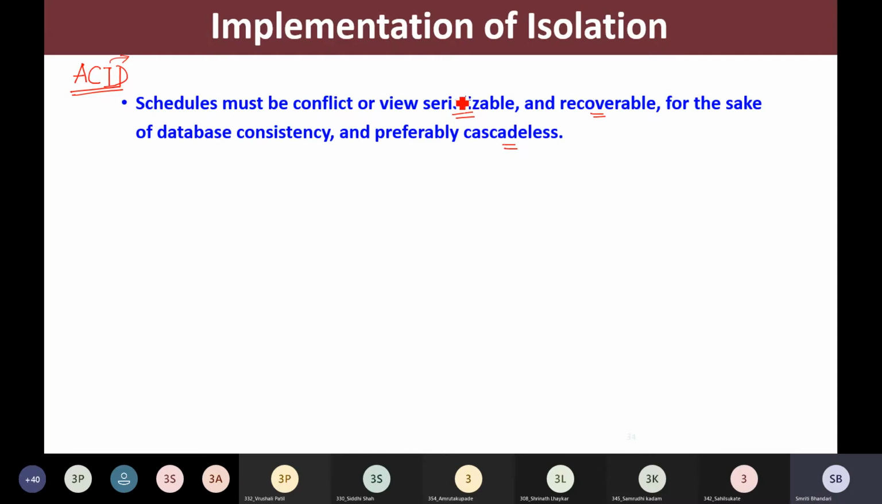So we have seen the concept of serializability in the last class. Today we are going to focus upon these 2 concepts: what we mean by a recoverable schedule and what we mean by a cascadeless schedule. Also, we are going to discuss how to test whether a schedule is serializable or not.